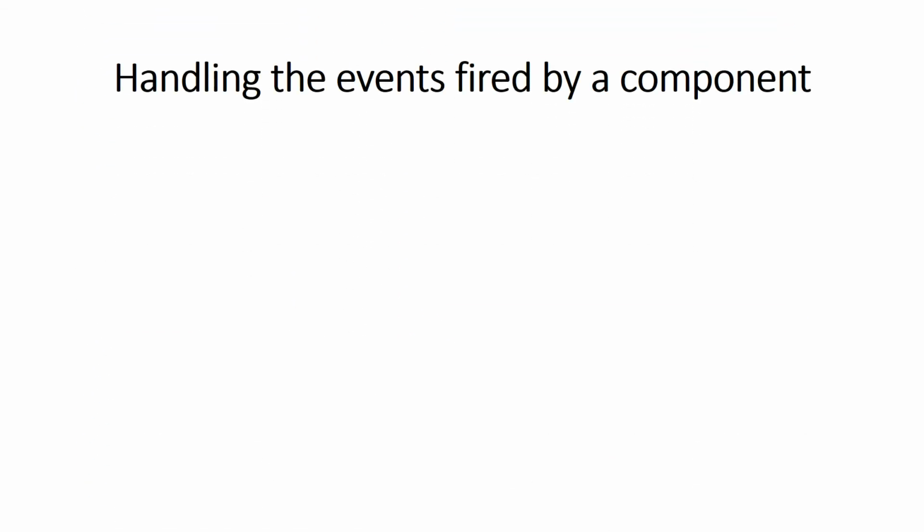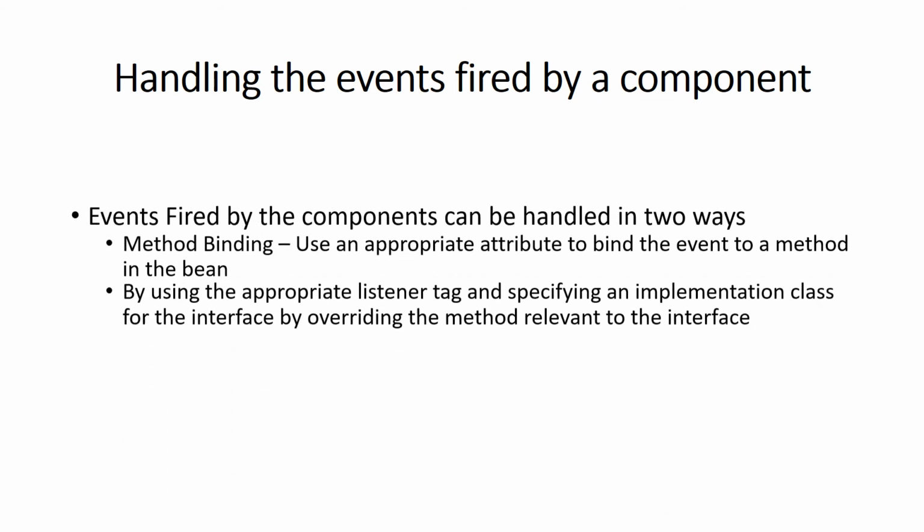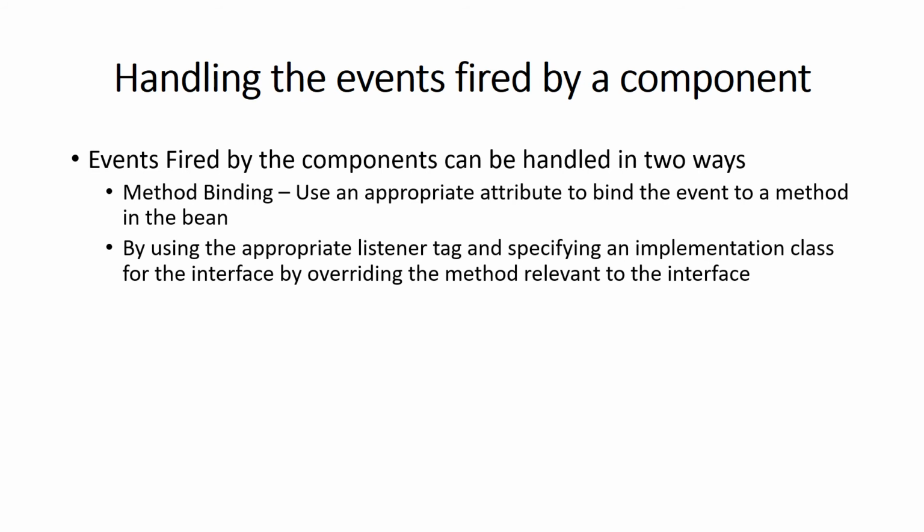And finally, how do we handle events fired by a component? There are two methods. The first one is by method binding. In this case, you use an appropriate attribute to bind the event to a method in the bean. The second one is by using the appropriate listener tag and specifying an implementation class for the interface by overriding the method relevant to that interface. We will be using the first method. We will use the second method as we go along.